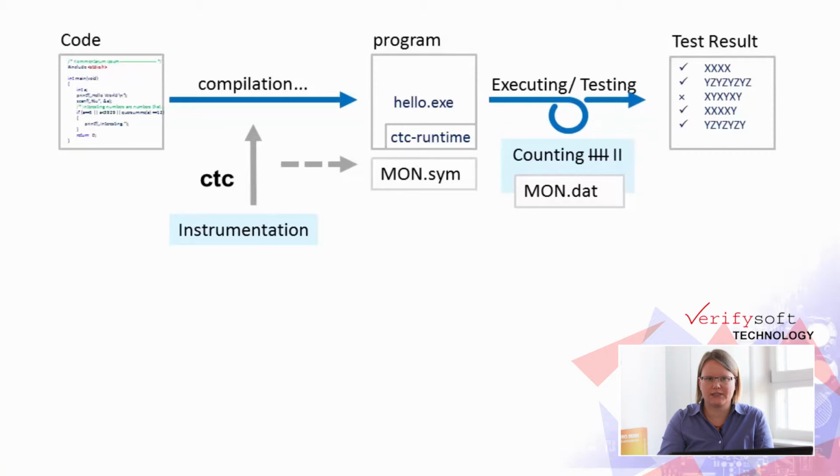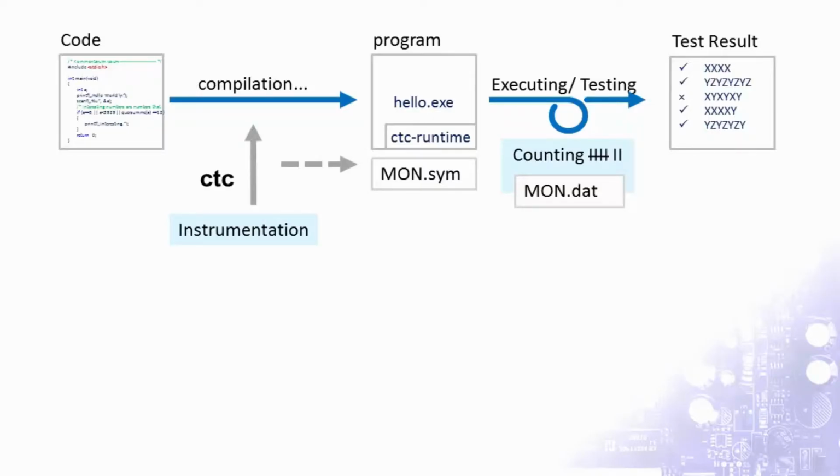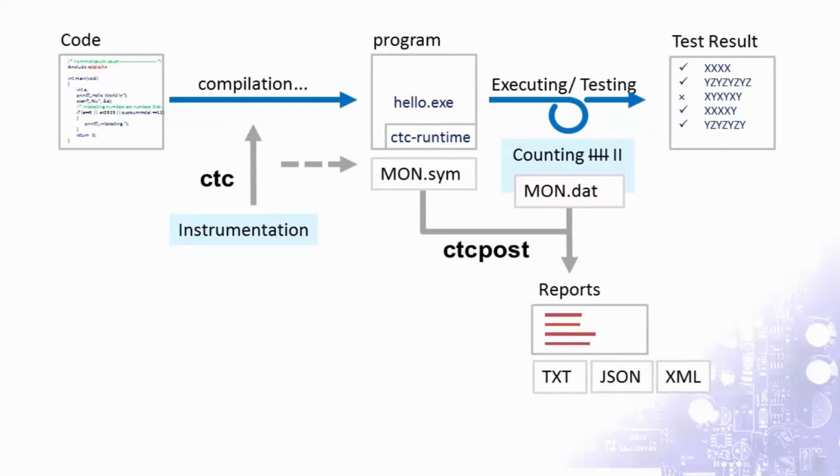CTC++ offers several ways to do that. If you have a file system, for example, the test data can just be stored on that file system. If not, you are able, by any communication means that is available on your target, to hand the counting data back from the embedded target to your host. And after that step, everything works as earlier.